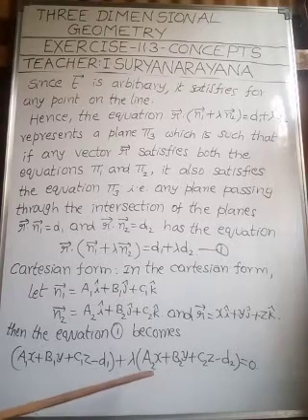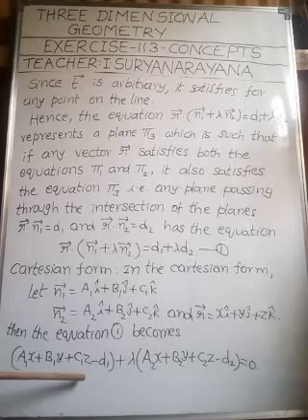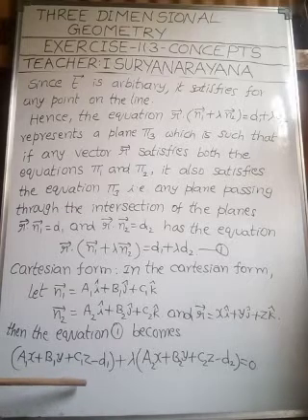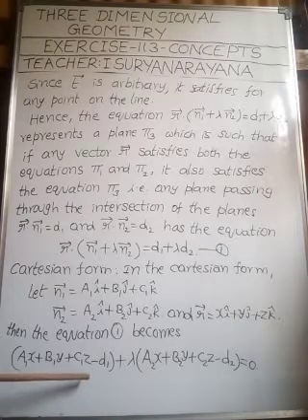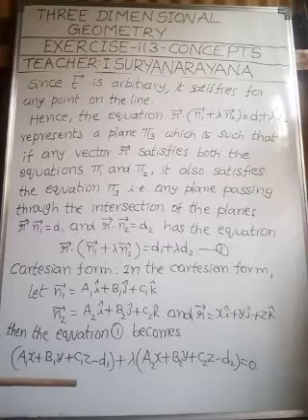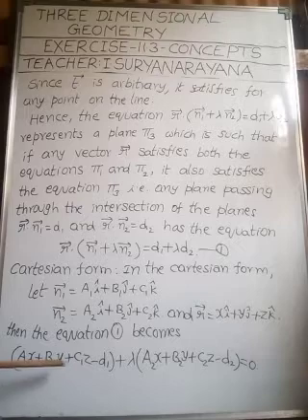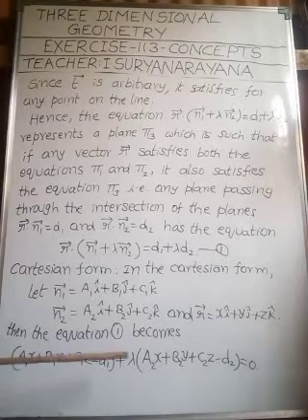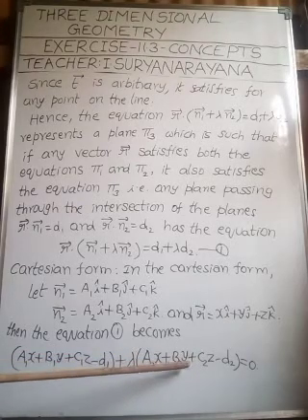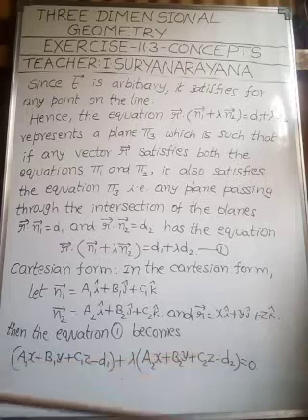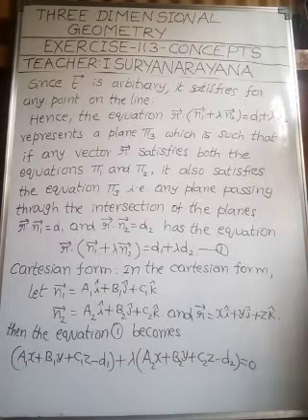Remember this equation also, my children. This is the Cartesian form of the equation of a plane which is passing through the point of intersection of the planes a1x plus b1y plus c1z is equal to d1 and a2x plus b2y plus c2z is equal to d2. Understood this point, my children? Right.